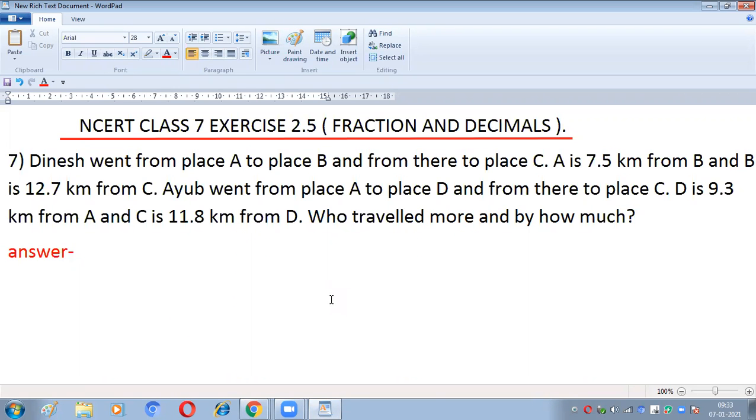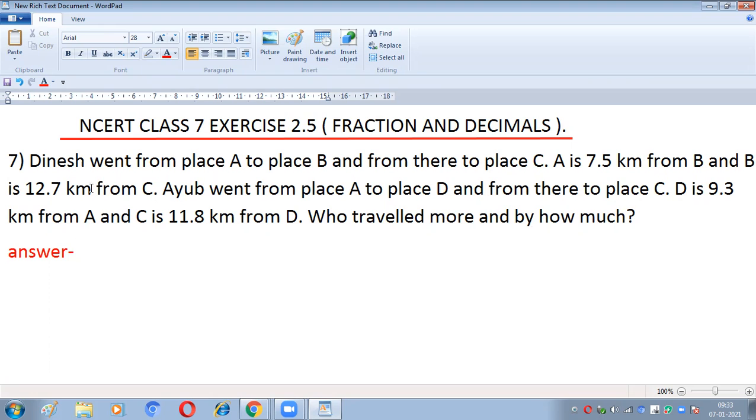Today I will explain exercise 2.5 of chapter 2, that is fractions and decimals. Now I will solve question number 7. Dinesh went from place A to place B, and from there to place C. A is 7.5 km from B and B is 12.7 km from C. Ayub went from place A to place D and from there to place C. D is 9.3 km from A and C is 11.8 km from D. Who traveled more and by how much?